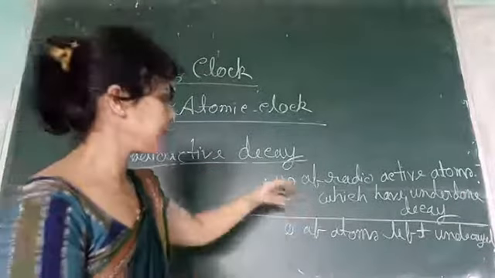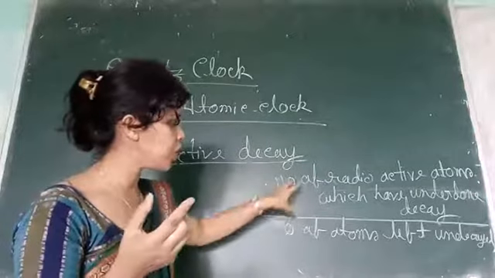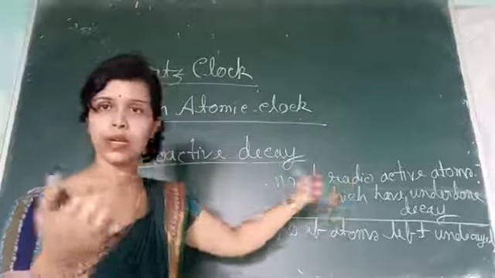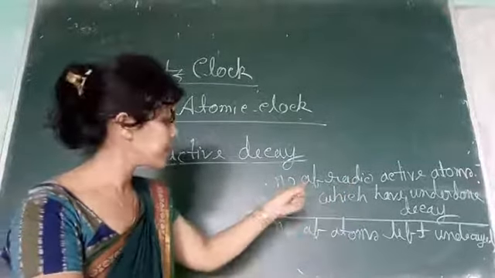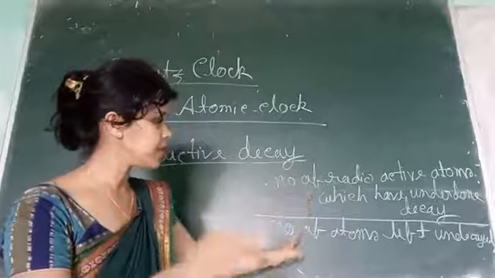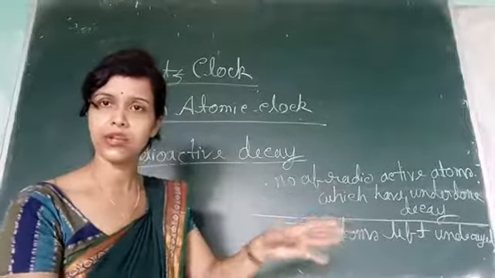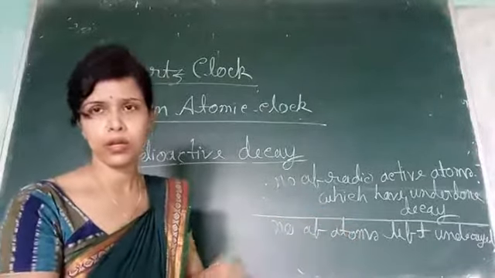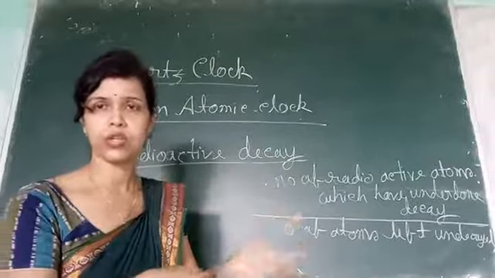So by actually calculating the ratio of the number of radioactive atoms which have undergone decay and the number of atoms left undecayed, we can find that duration in the case of radioactive decay atoms.